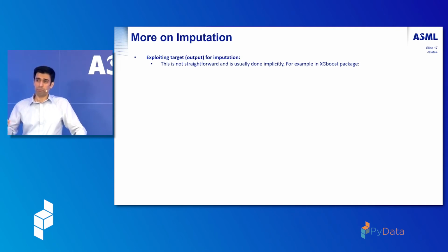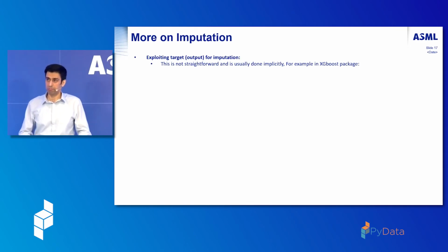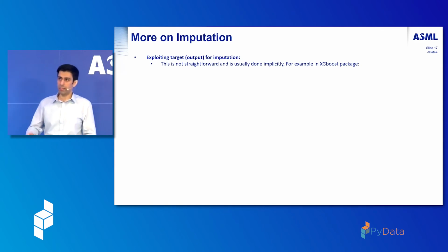But there are some scenarios where this target can be helpful, maybe indirectly, in the training phase at least, to have a good imputation. I don't want to go into all the details, but just to give you an idea of how it's possible, I would like to talk about one example, which is the extreme gradient boosting method. If you use the package, it does the imputation according to that.